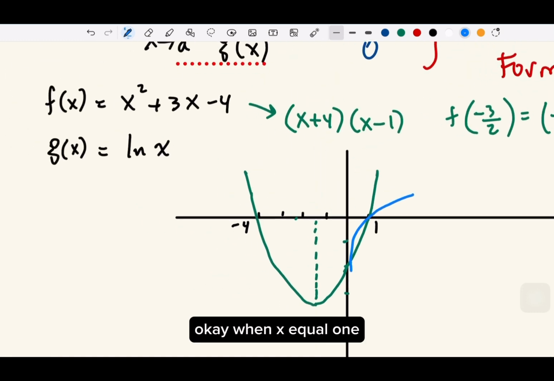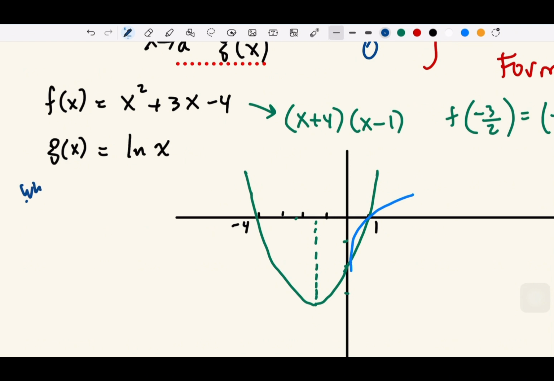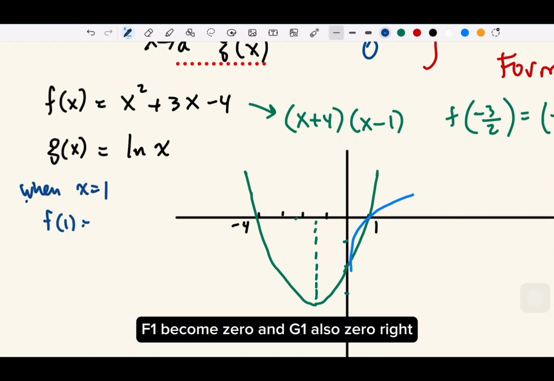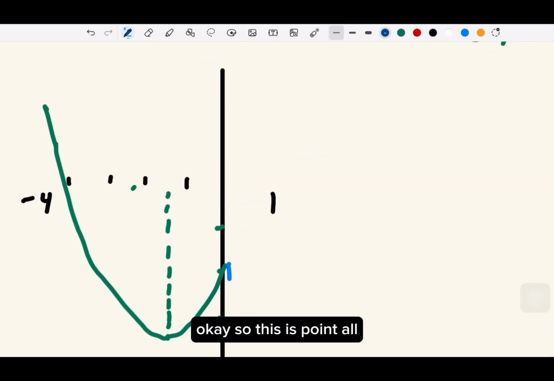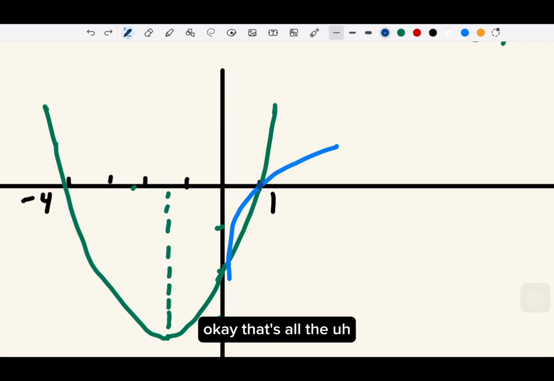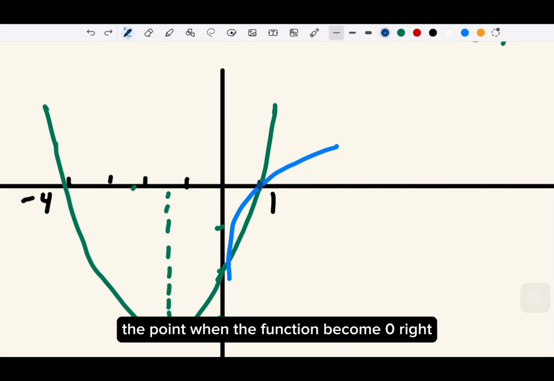Okay, when x equal 1, f(1) becomes 0 and g(1) is also 0, right? So at this point here, that's the point where the function becomes 0, right?